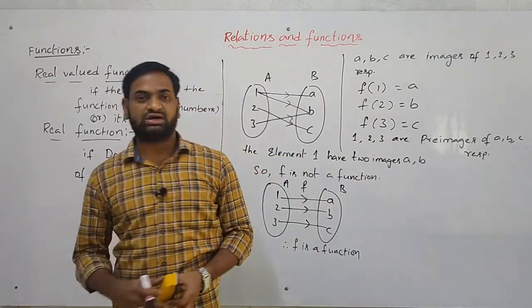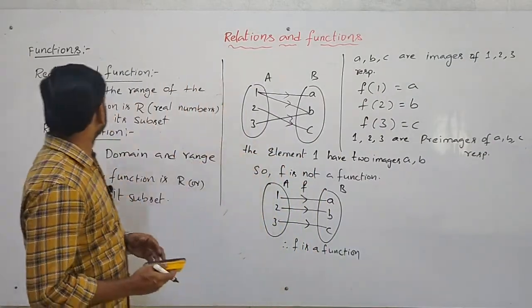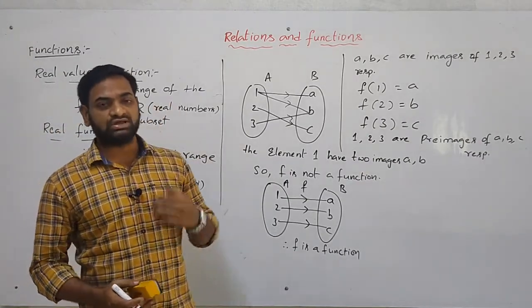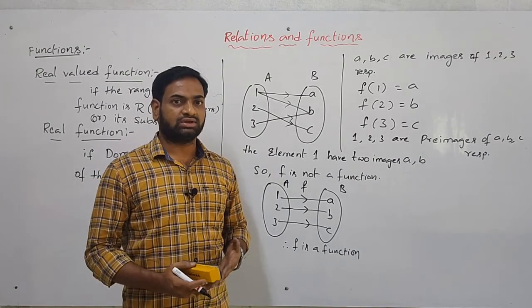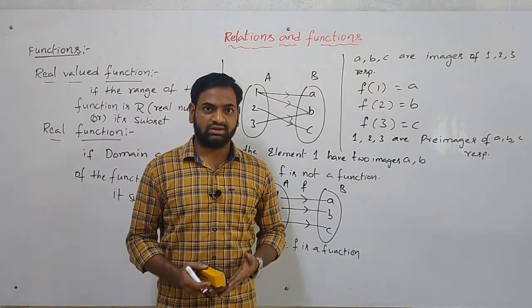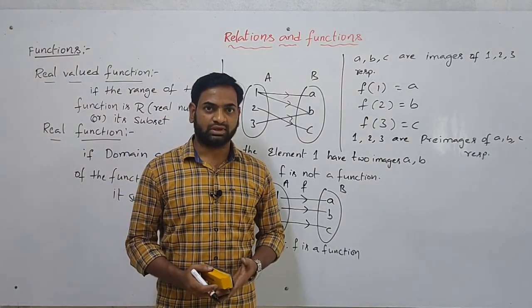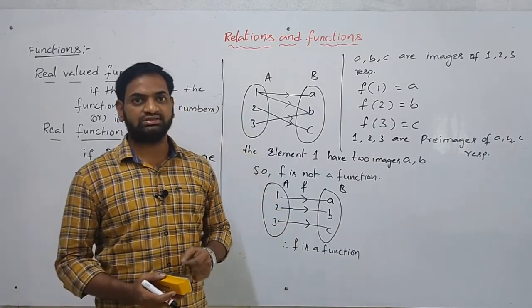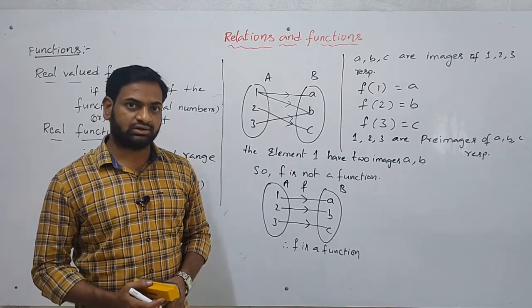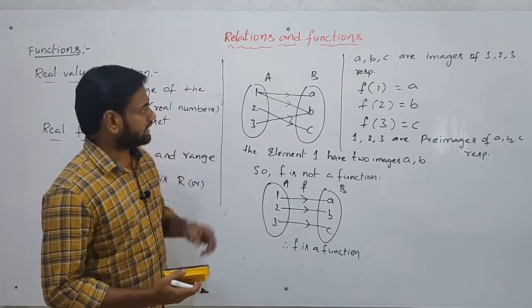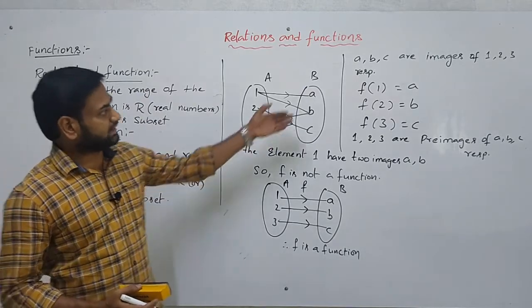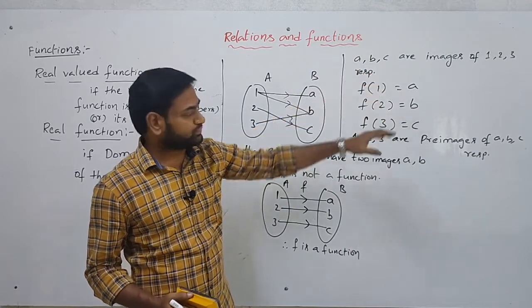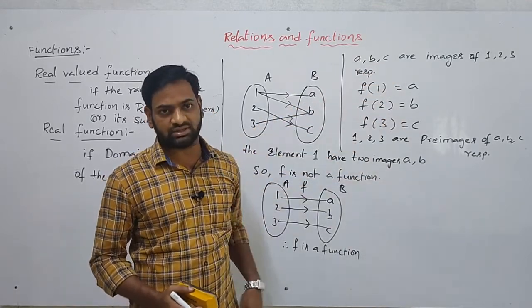So this is the introduction to functions. Today again, the important points. What does function mean? A relation from A to B is said to be a function if every element of set A has only one image in set B. Then it is called a function. Later I will give examples. When it is a function, a, b, c are called images of 1, 2, 3, and 1, 2, 3 are called pre-images of a, b, c.